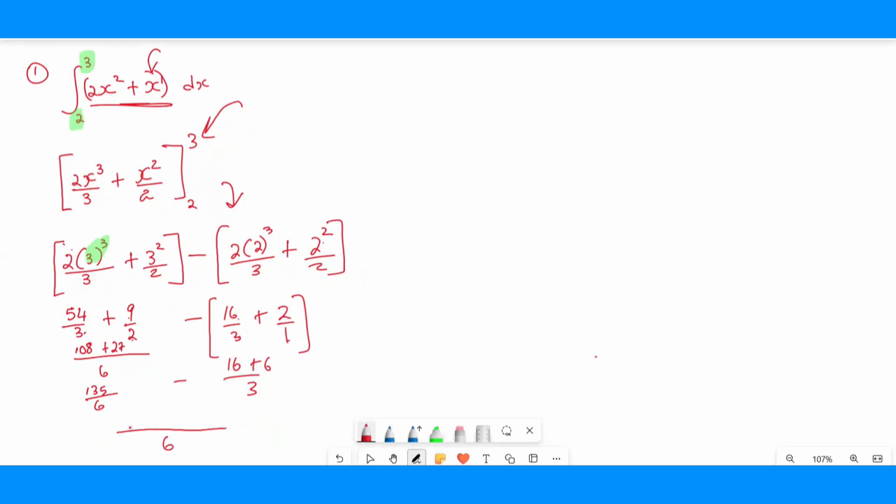So if we use 6, we're going to have 135 here minus this part here, which is actually 22 over 3. That's 22 over 3 at 44. So 135, if you subtract this, you're going to end up with 91 over 6. And that would have been the definite integral of that.